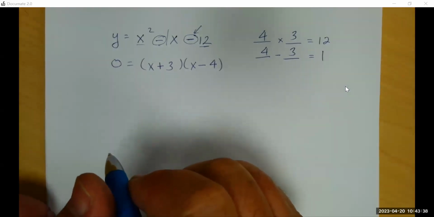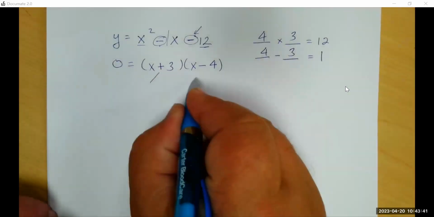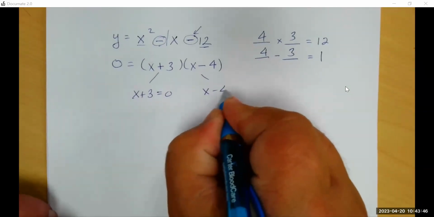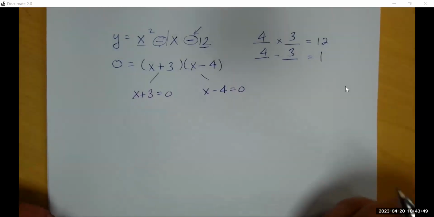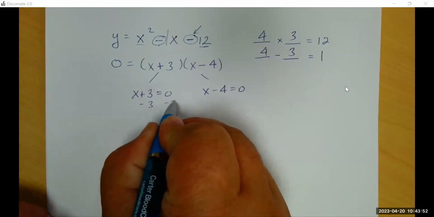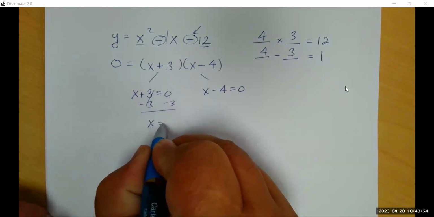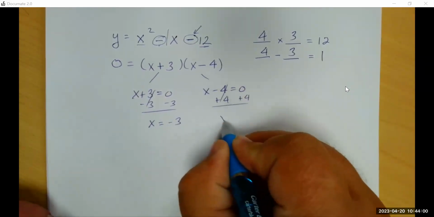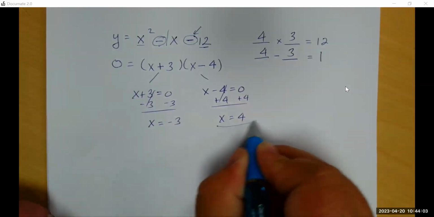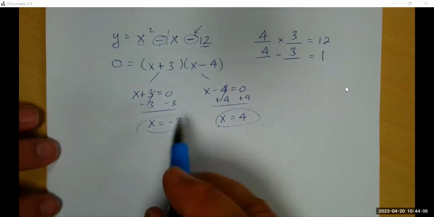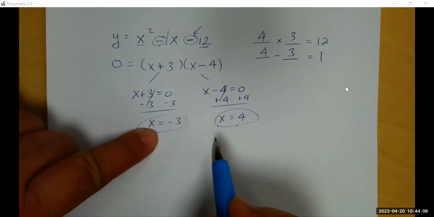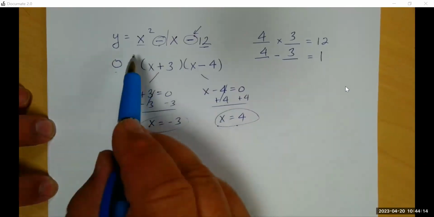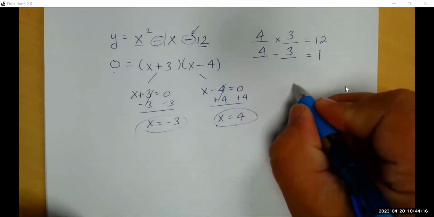Then what do you do? X plus... Yeah, set them equal to 0. Subtract 3. And add 4. Those are your solutions. Of course, always check your answers. Take these one by one, take -3, put it in the equation, and it should equal 0. Take 4, put it in there, for example.